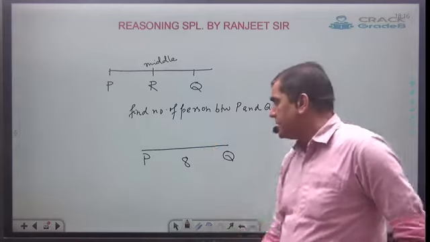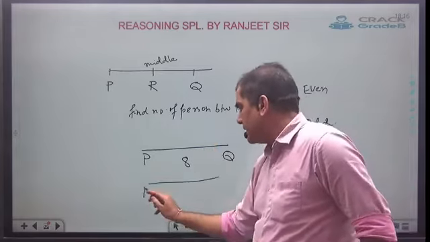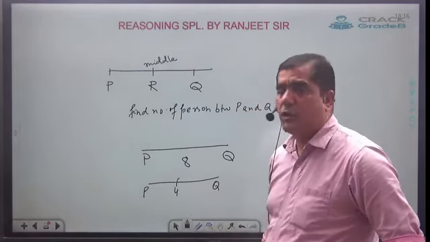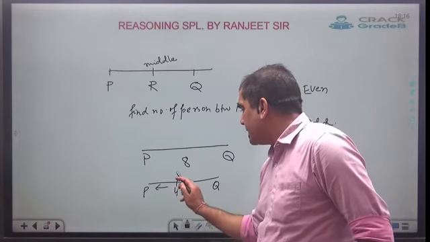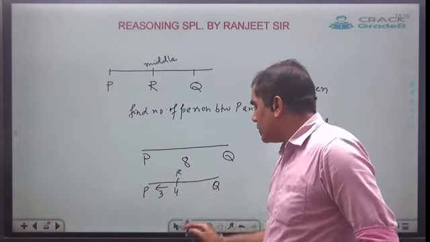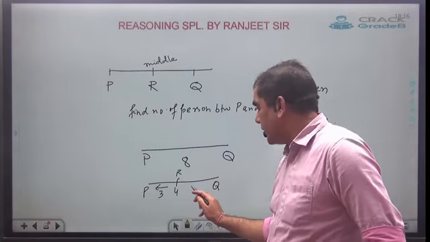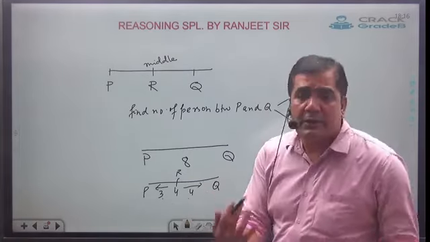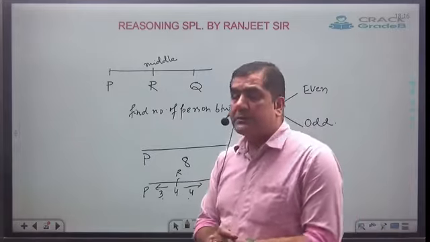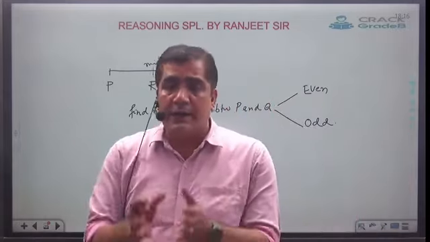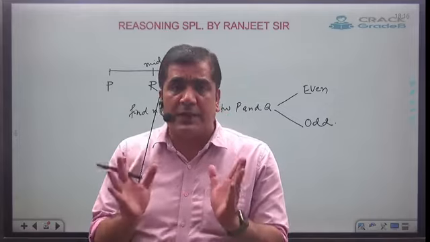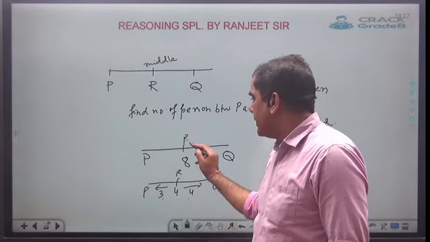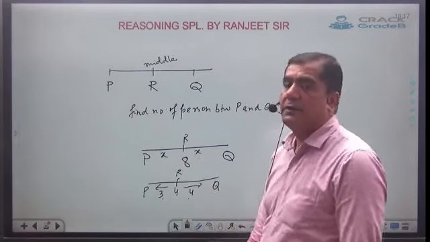Why? See the logic. Let's assume R is at the 4th position. Means what? To the left of R, there must be 3. And since total is 8, up to this one is 4, so the remaining 4 will be at the right. So 3 and 4 are not equal, which means R is not in the middle. In the middle means the number of persons to the left of R and to the right of R must be the same. These two values have to be the same. If this is X, this must be X only.